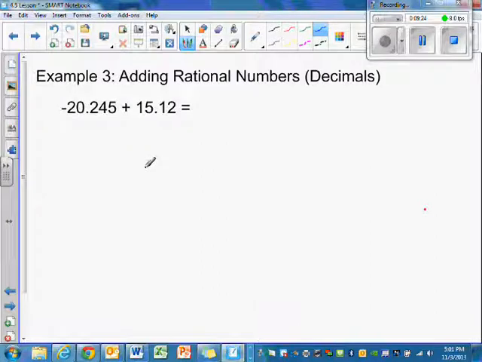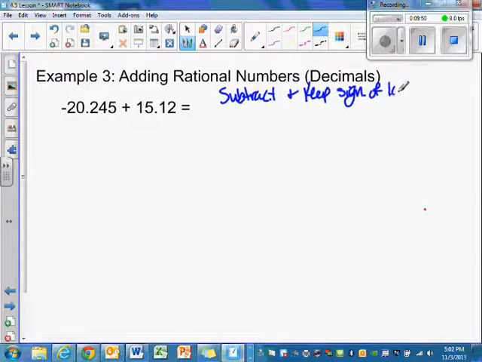This one should be a lot easier because it's decimals, so adding rational numbers with decimals, and I have negative 20 and 245 thousandths plus 15 and 12 hundredths. Well, my signs are different. So I'm going to be subtracting and keeping the sign of the one with the bigger absolute value. So keep the sign of the larger, which is the negative 20 and 245 thousandths.